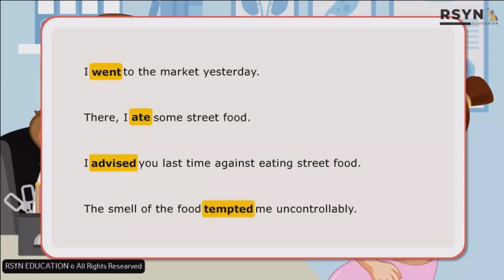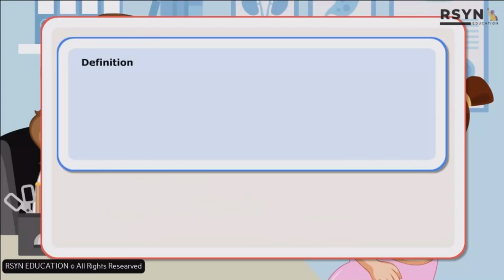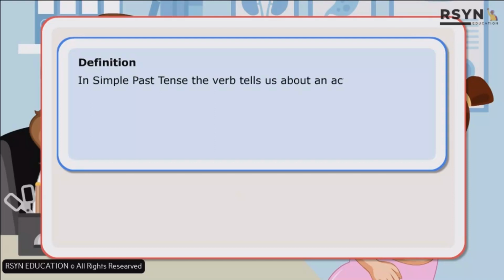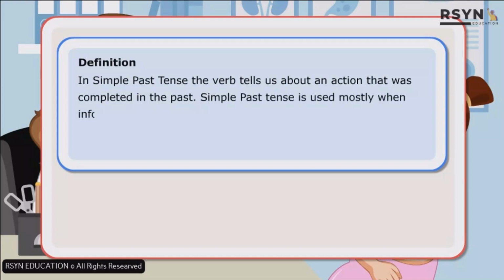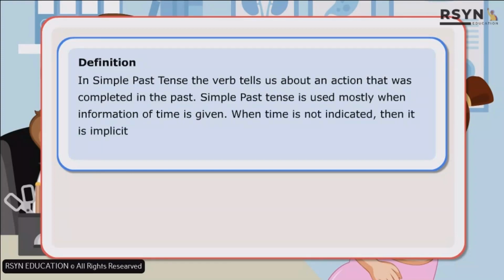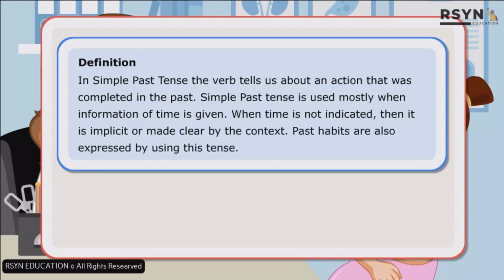Definition. In simple past tense, the verb tells us about an action that was completed in the past. Simple past tense is used mostly when information of time is given. When time is not indicated, then it is implicit or made clear by the context. Past habits are also expressed by using this tense. Let us look at a few sentences.